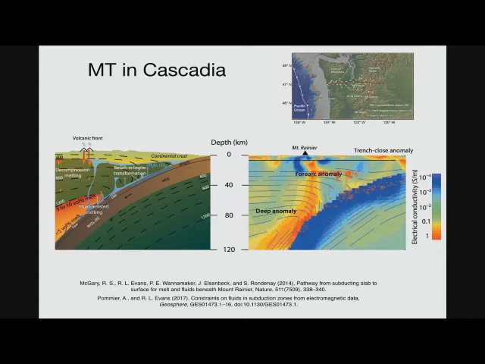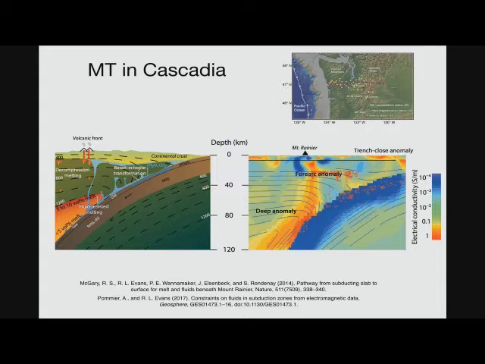The MT method is primarily sensitive to conductors. It's a lot harder to sense a resistor with MT data. So what they had to do here is actually impose the slab on their model. They put a break in the smoothness constraint of the inversion to help enhance where the slab was. So they basically assumed that the slab was here and that it was resistive. And so they're getting this model here where there's several different conductive zones.